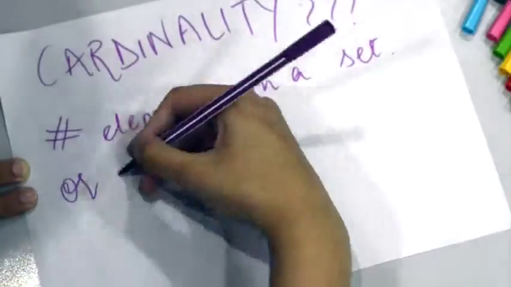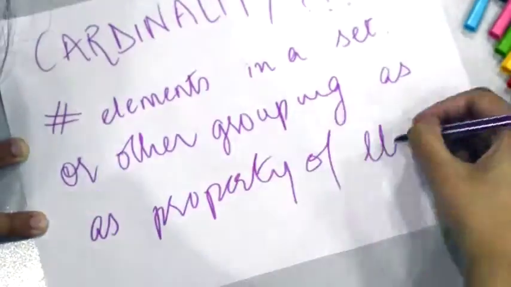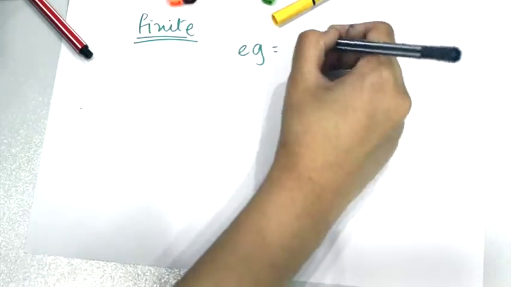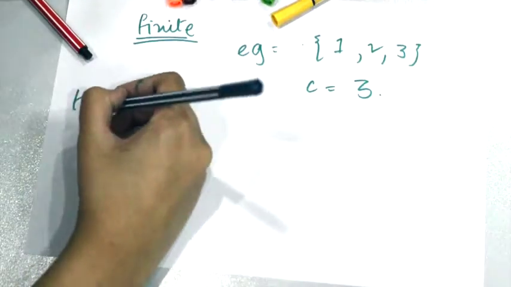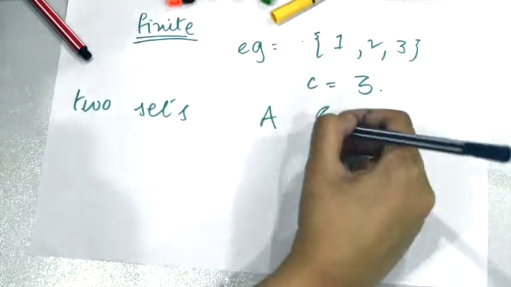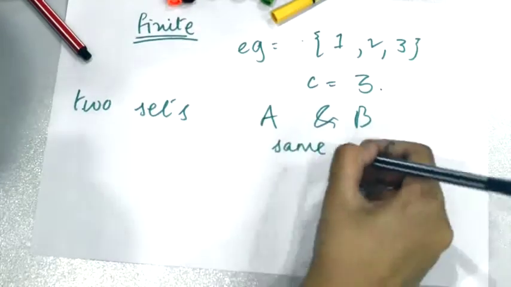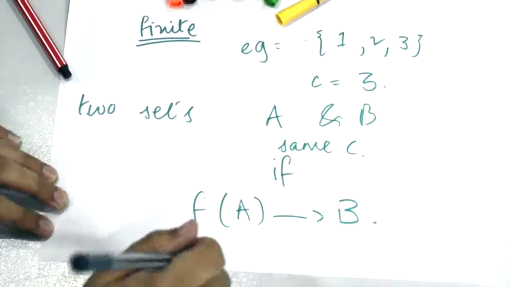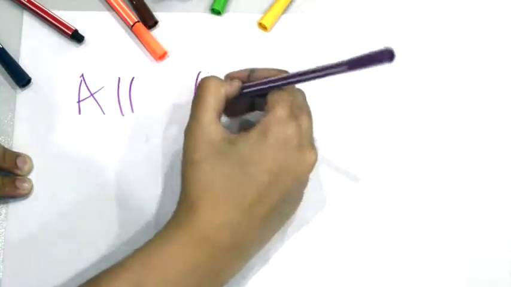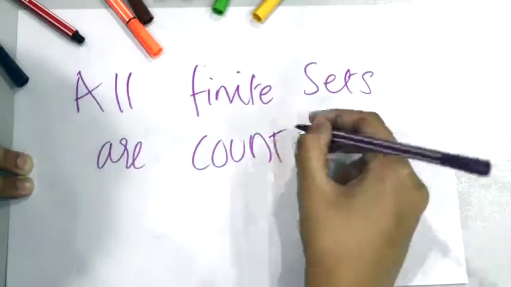We begin with cardinality. What is cardinality? It is the number of elements in a set. In this video, we're going to look at two kinds of sets. One of them is finite. A set of 1, 2, and 3 is said to be finite and has a cardinality of 3. Two sets A and B are said to have the same cardinality if a bijection exists between them. Note that all finite sets are countable.